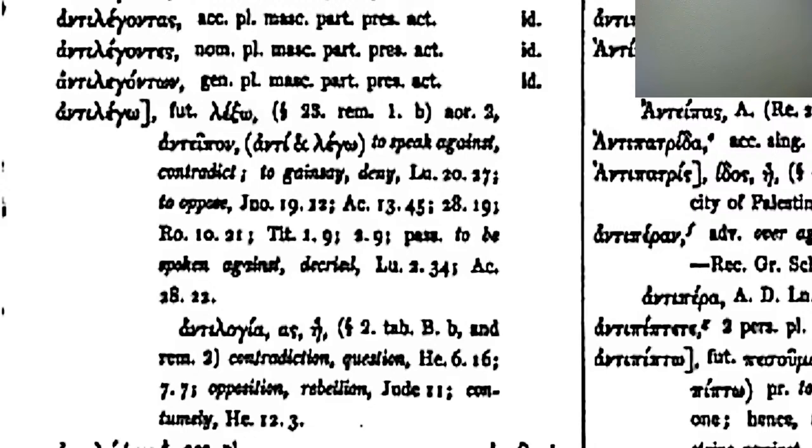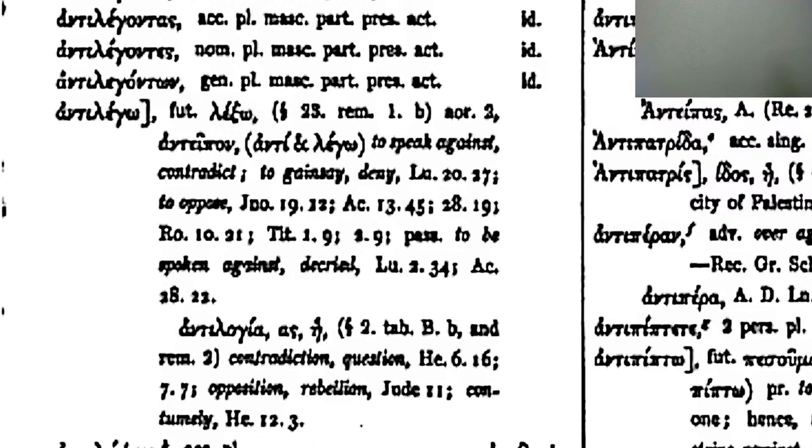Like here, when we get to Romans 10:21, that means this particular explanation of the words is specifically in Romans 10:21. It's not this word with a different, almost the same, but a little bit different. So when you hear me say in Romans, specifically in Romans 10:21, it means this: to speak against or contradict, say or deny. And the other one means contradiction or a question or opposition or rebellion, contumely.